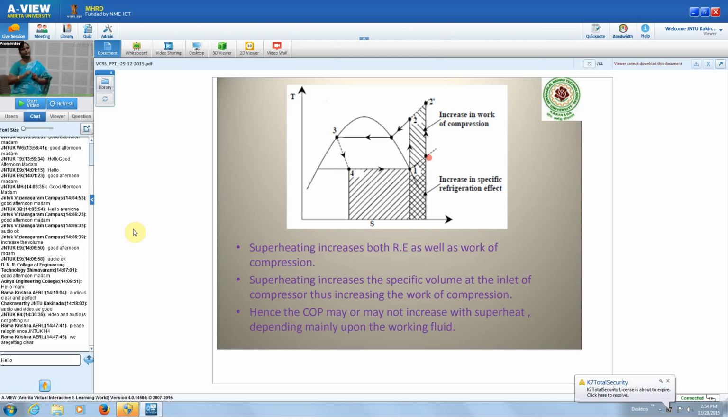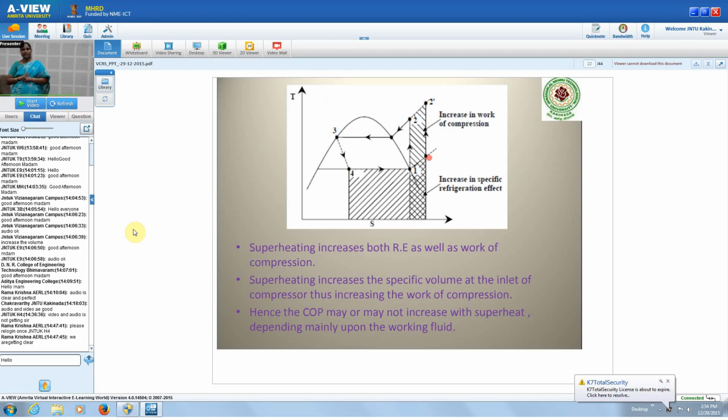So 1 dash 2 is the actual compression process. The whole compression is in the superheated state only, so it is an example of dry compression. Wet compression means compression should be within the wet region. Beyond that, it is always in the superheated condition, so it is dry compression.